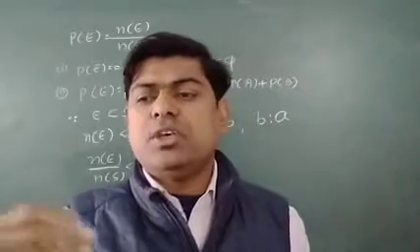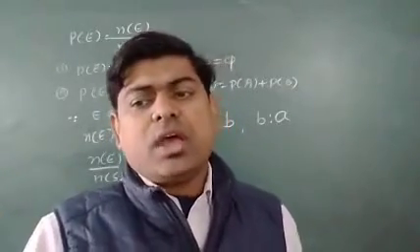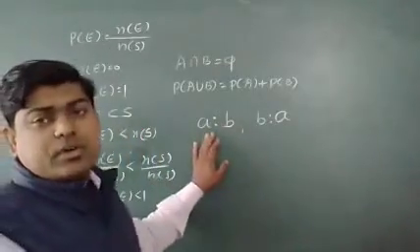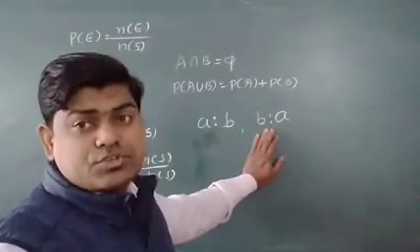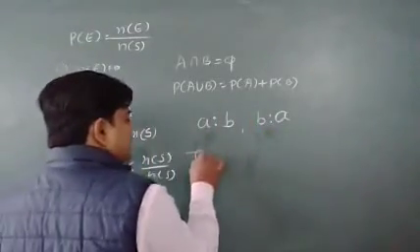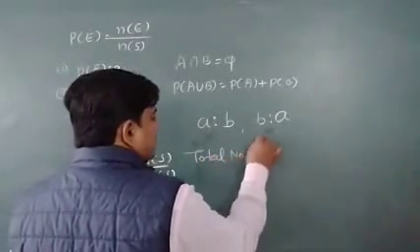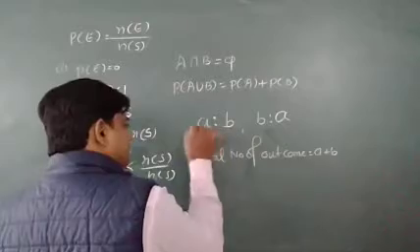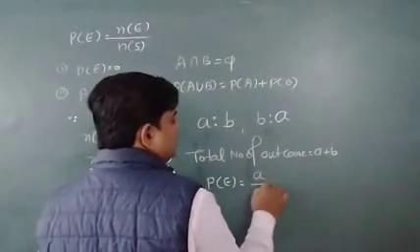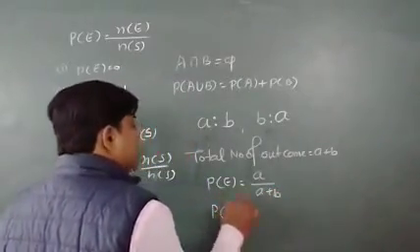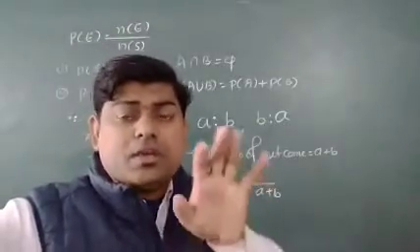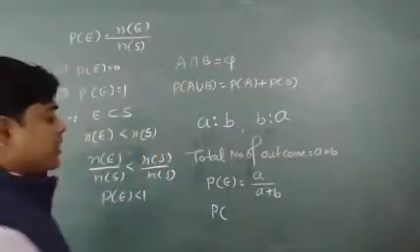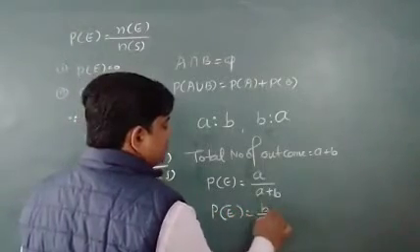Again, if an event is E, and it can happen in A ways and cannot happen in B ways, then odds in favor is A is to B and odds against is B is to A. Now you can see that the total number of outcomes will be A plus B. So the probability of E will be A upon A plus B. The probability of not E, which I write as E bar, is equal to B upon A plus B.